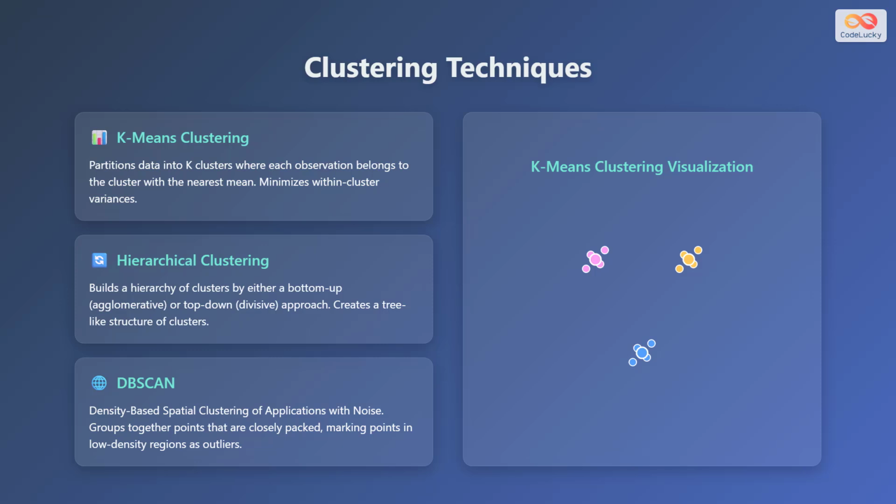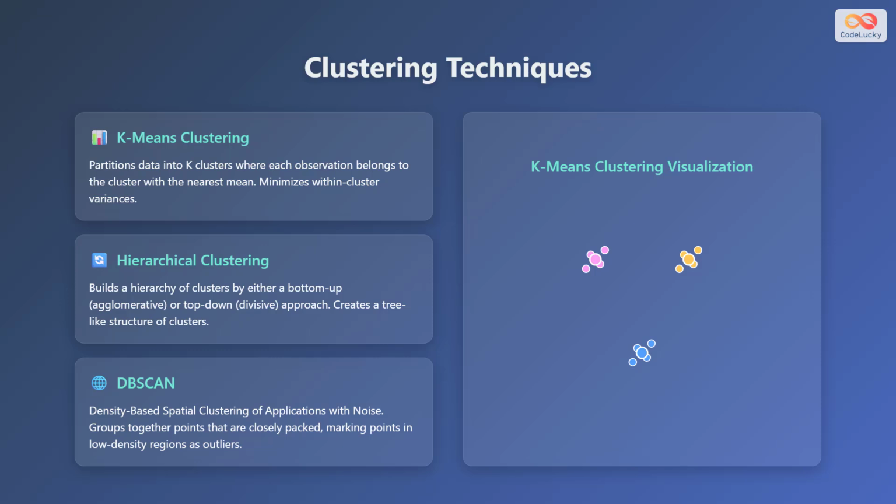Now let's explore some clustering techniques. K-means clustering partitions data into K clusters where each observation belongs to the cluster with the nearest mean. It minimizes within-cluster variances. Hierarchical clustering builds a hierarchy of clusters by either a bottom-up, which is agglomerative, or top-down, which is divisive approach, creating a tree-like structure of clusters.